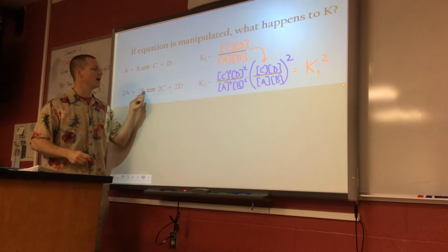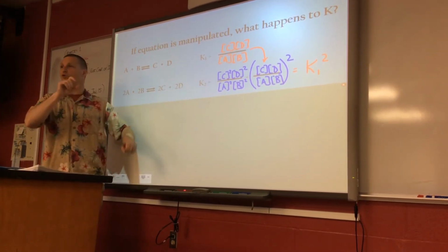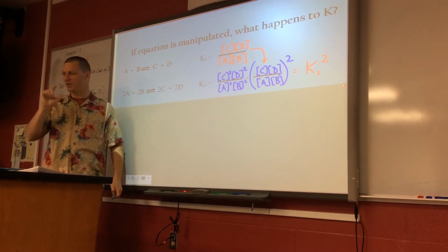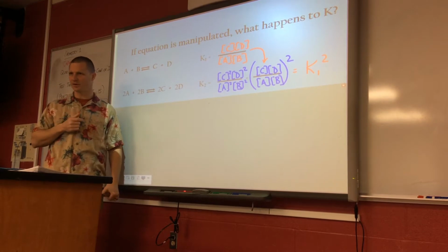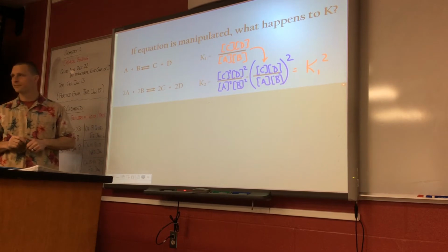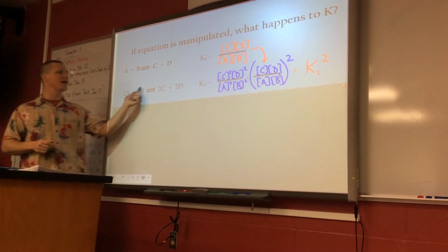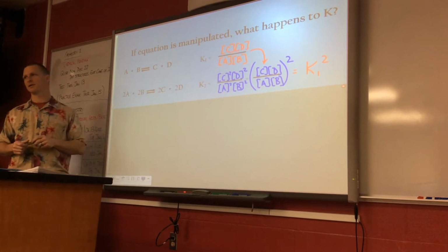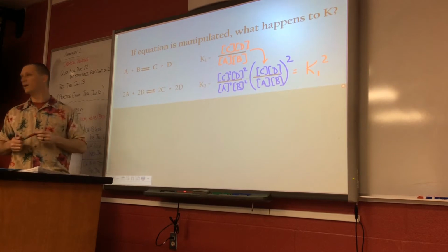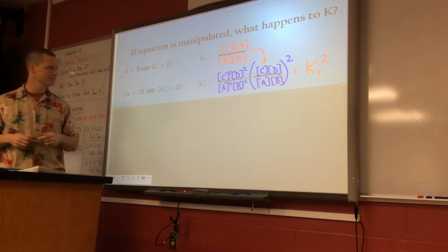So when you have to multiply an equation through by 2, you don't multiply the K by 2. You raise it to the power of 2. It's an exponential relationship, not just additive or multiplicative. So if I had to divide this through by 2, what would I do with the K? Raise it to the half power, take the square root. You okay with that? All right.